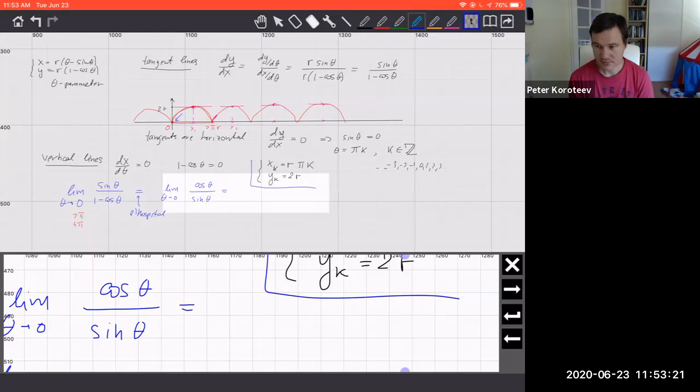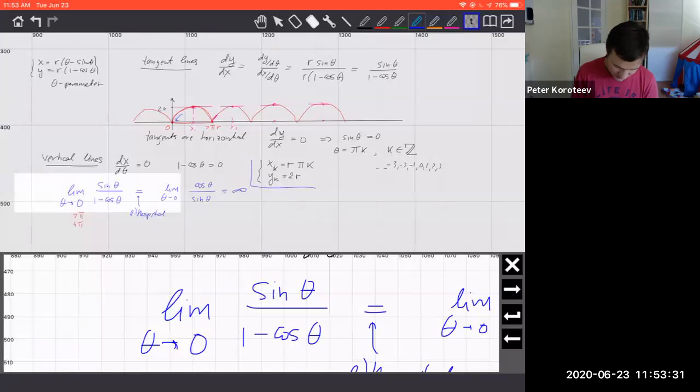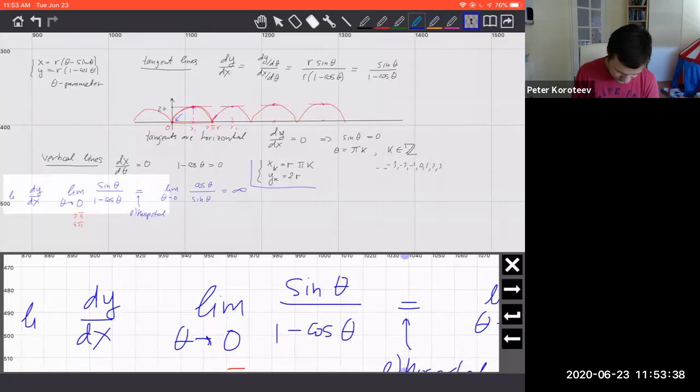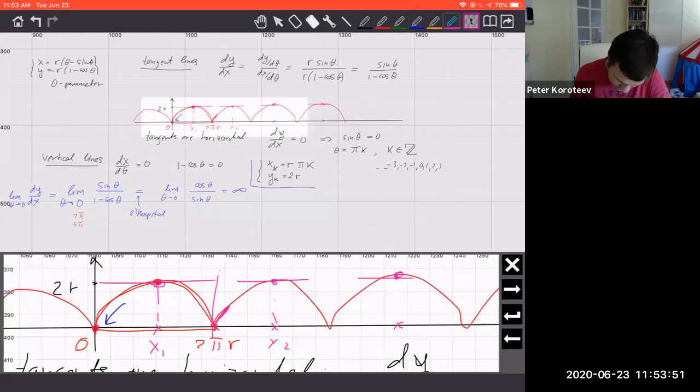What is this limit equal to? Infinity, of course. So this is equal to infinity, which is exactly what we need. Remember, this computation was for the derivative. So it's the limit of the derivative as theta approaches 0 in this case, so it's equal to infinity. Therefore, we know for sure that these tangent lines will be vertical at those points.